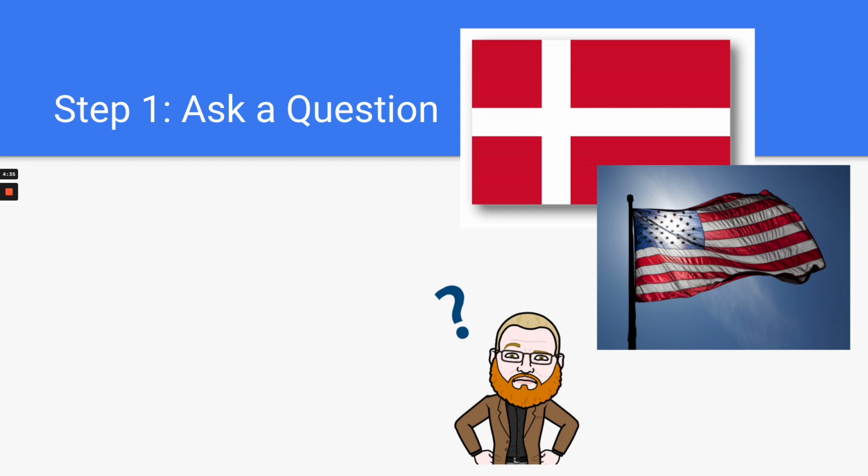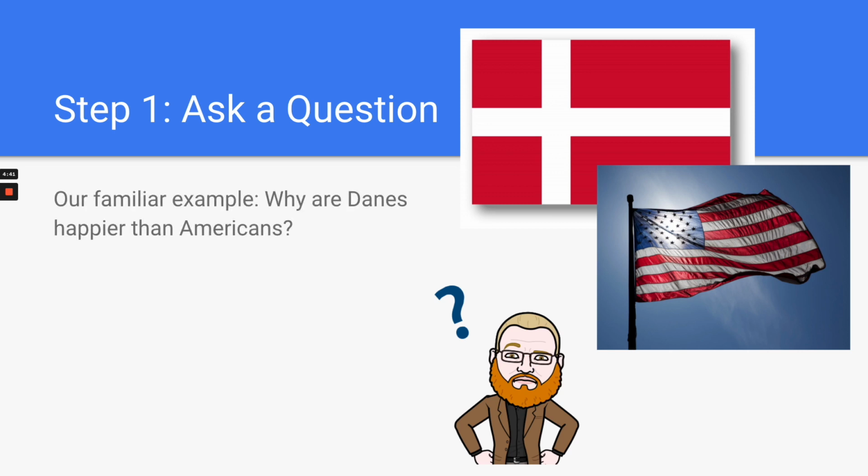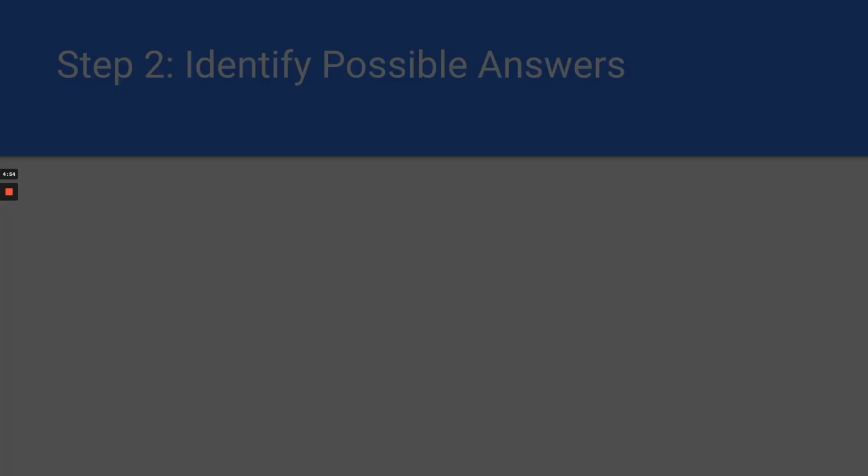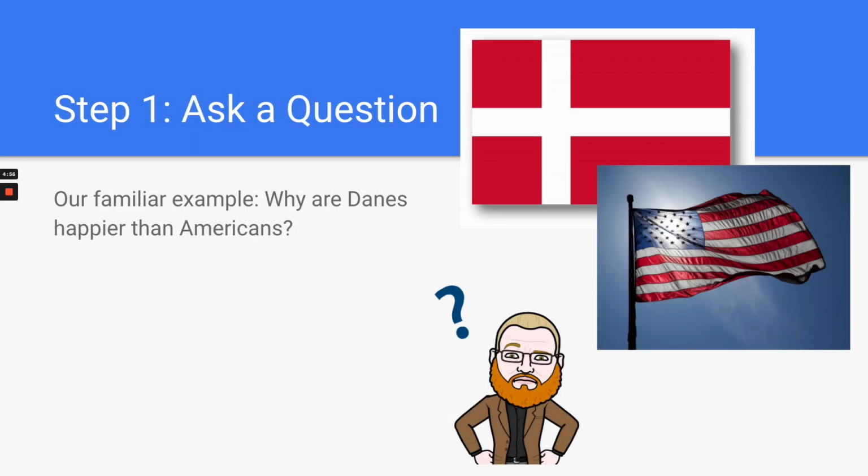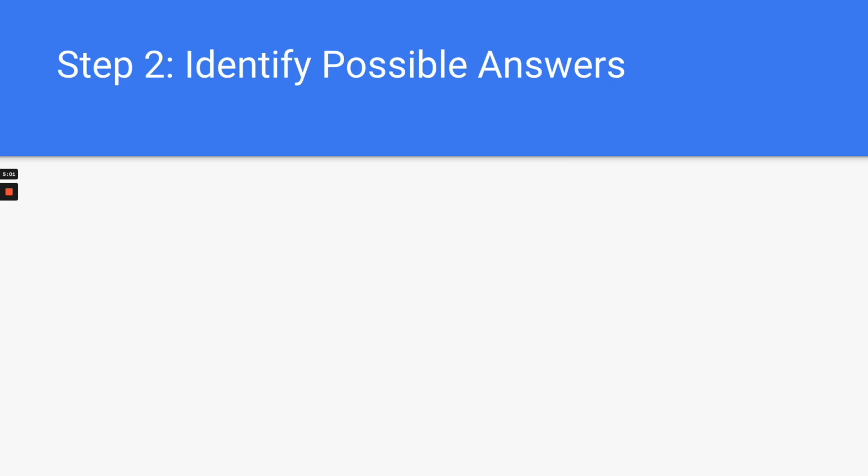Now, a lot of this, we still have the same steps. Again, we're just kind of putting meat on the bones of this. So I'm going to return to our old example of a question. Why are Danes happier than Americans? Which I realize is not a lot there, but also you still need time to process. All right. Step 2 is identifying possible answers.